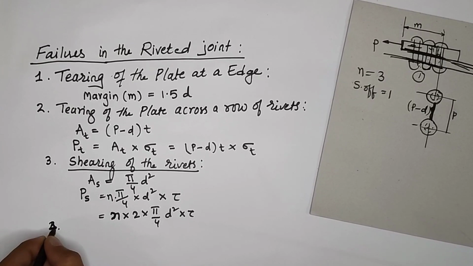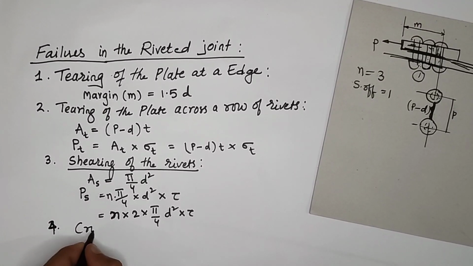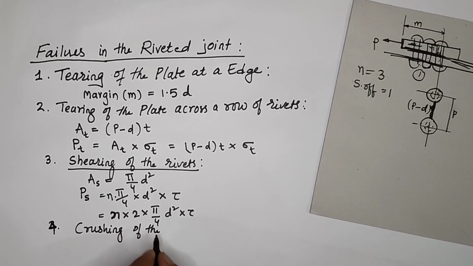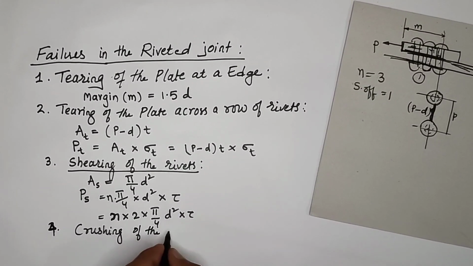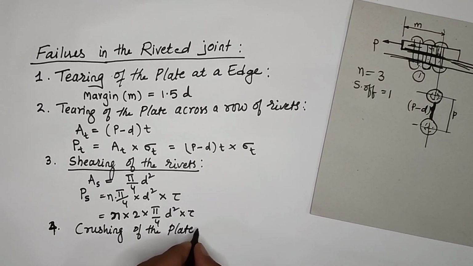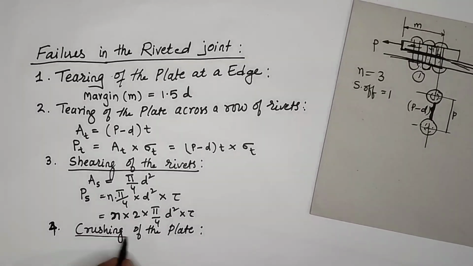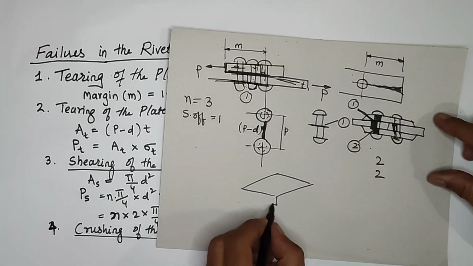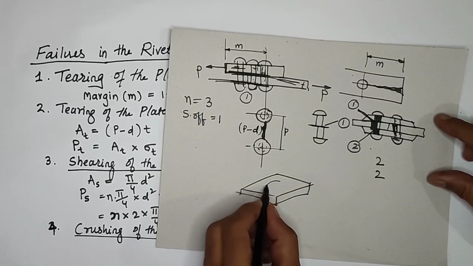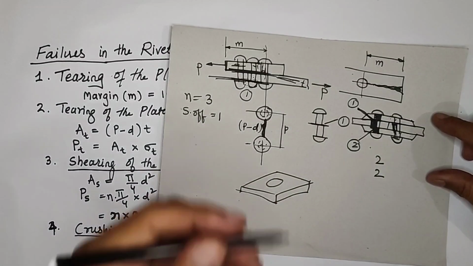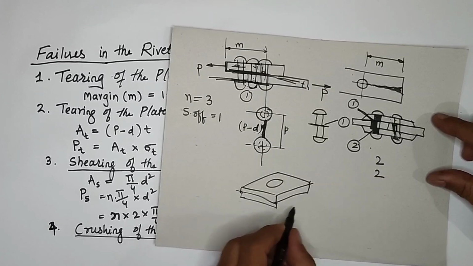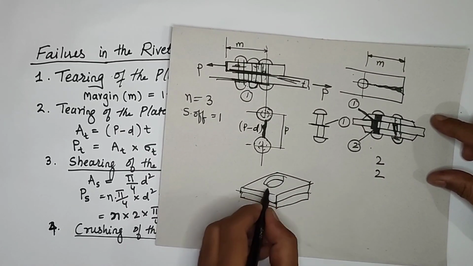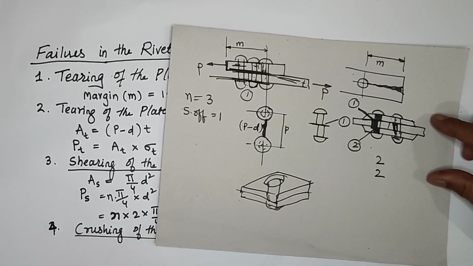Then the third one we have understood now. The fourth one is crushing. Okay, so crushing of the plate. Crushing means we have to understand now. For example, we have one plate having some thickness with a hole made. So the riveting is done for both the plates. Okay, two plates are there. The rivet is inserted and the riveting is done.